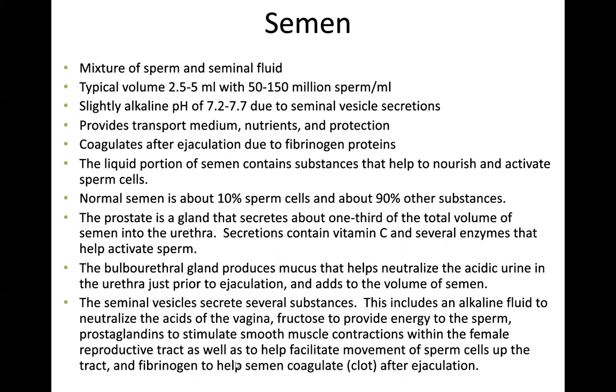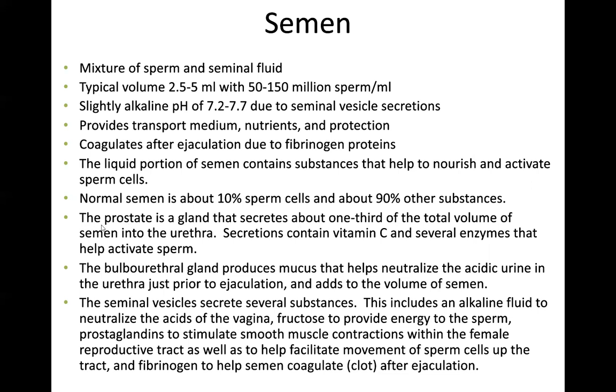It's going to be slightly basic or alkaline, with a pH of 7.2 to 7.7, because of the secretions from the seminal vesicles. So it's pretty close to our blood, which we learned the other day is 7.4. It provides a transport medium, nutrients, and protection for the sperm. It will coagulate or clot after ejaculation due to fibrinogen proteins. The liquid portion of semen contains substances that help to nourish and activate sperm cells. If you want to understand the ratio, it's about 10% sperm and about 90% other stuff.